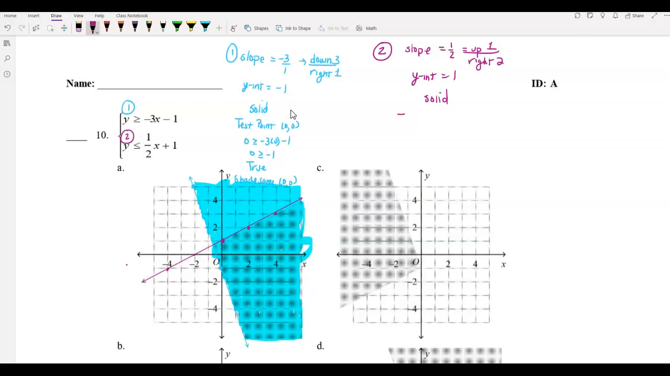Perfect. Now we do our test point at 0, 0. So is 0 less than or equal to 1/2 times 0 plus 1, is 0 less than or equal to 1? It is true. So shade on the same side as 0, 0. Here's my 0, 0, so I'm shading below.